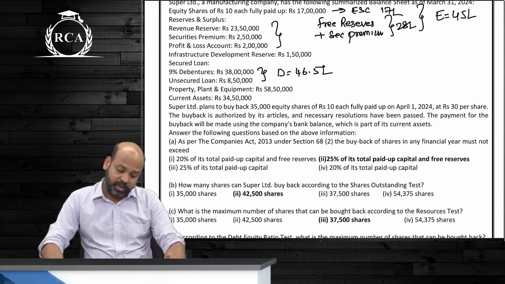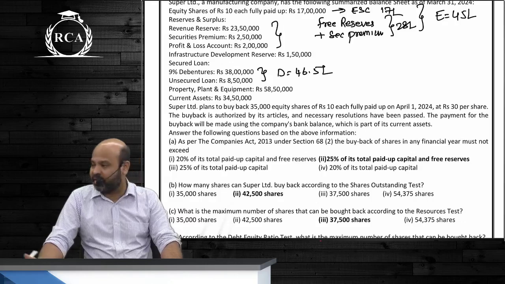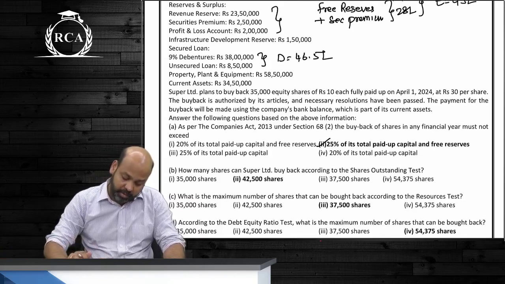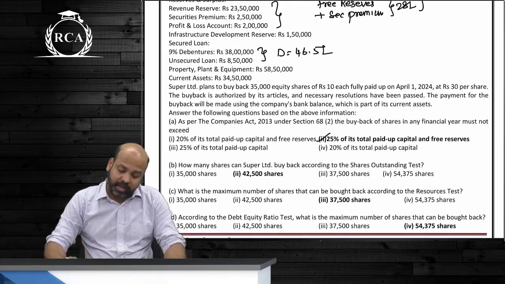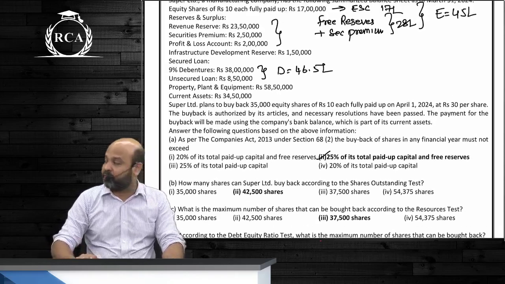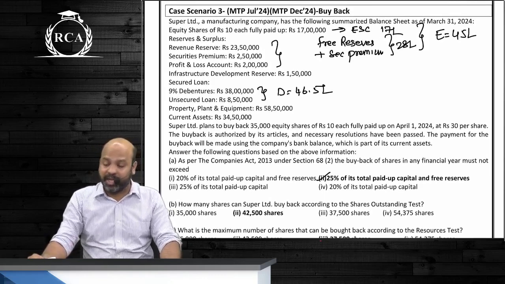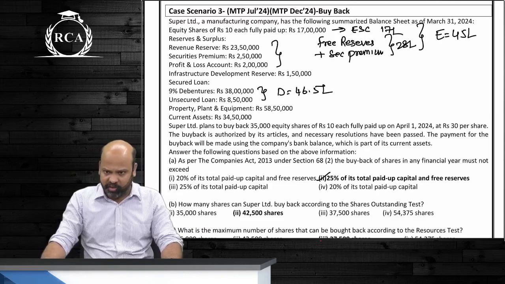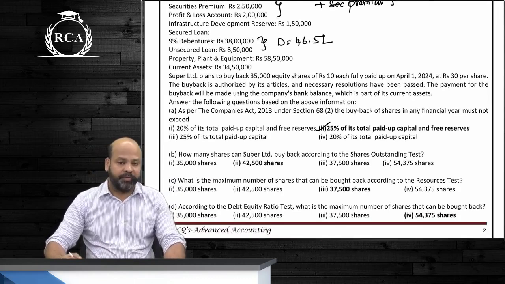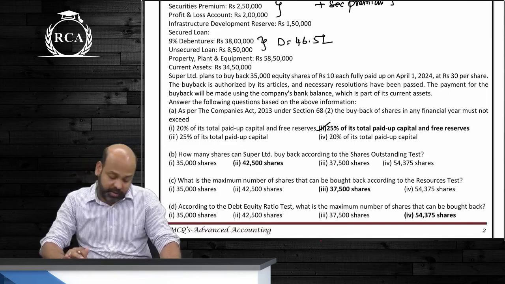First bit. As per the Companies Act, guys, buyback in any financial year should not exceed, we have done that, beta, earlier. It is 25% of the total equity amount. How many shares can the company buy back according to the shares outstanding test? 25% of 1,70,000 shares. Our total share capital is 17 lakhs, so that is 1,70,000 shares. So what will be the answer to the second bit, guys? 25% of 1,70,000 shares, and that is 42,500 shares.